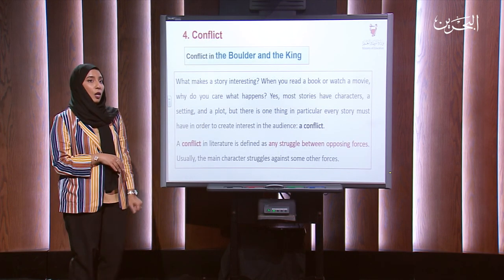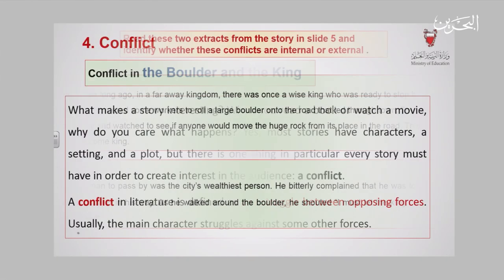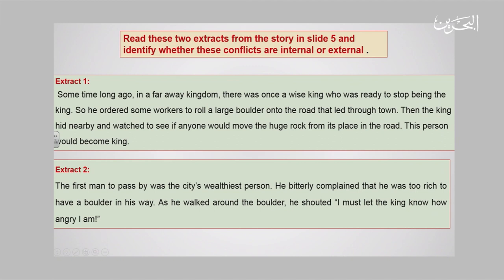Conflict. Conflict, in short, it is the problem. So if there is no conflict, there is no plot. So here, it's the suspense. It is something that a person struggles to overcome. Now, when we talk about conflicts, there are two types of conflicts, the internal and the external. The internal conflict is usually when a person is having a problem and he or she is debating it between himself or herself, whereas the external is when I'm having a problem with another person.